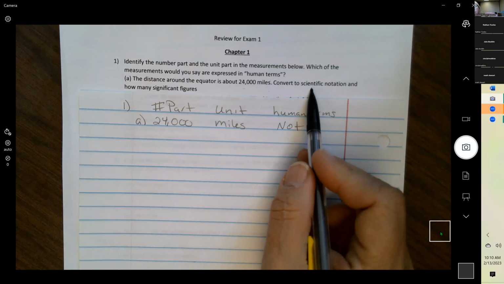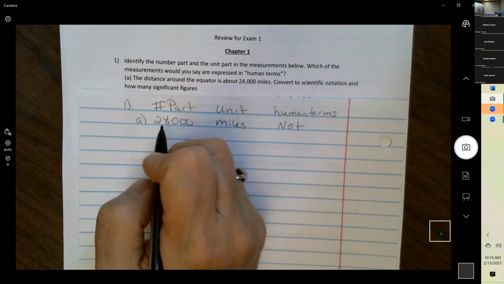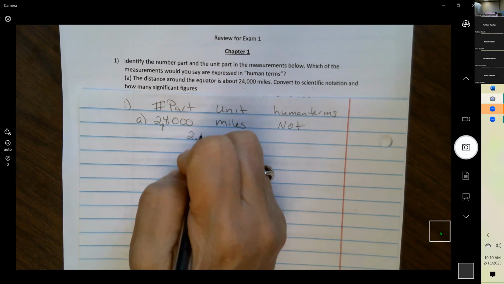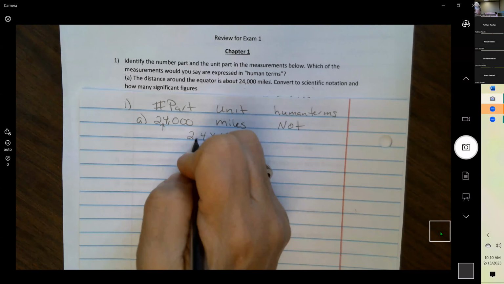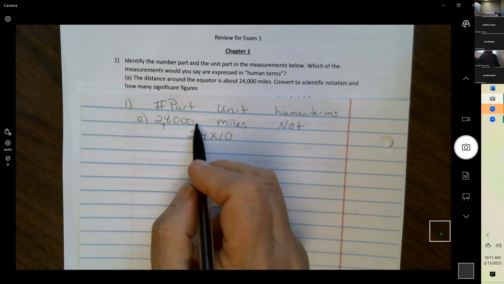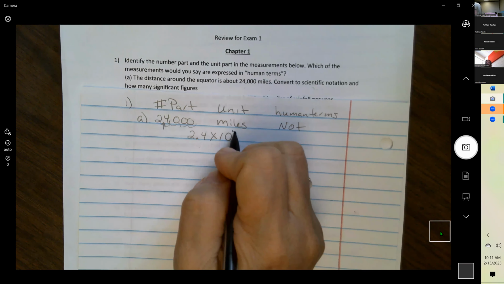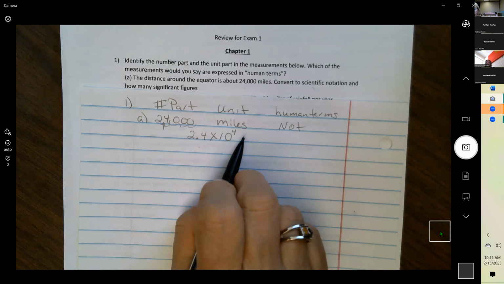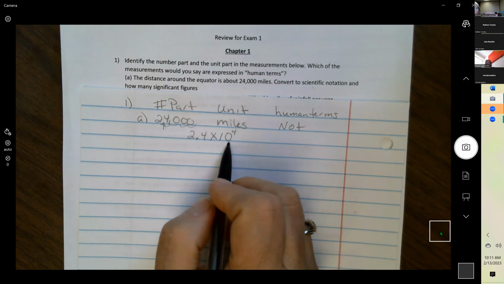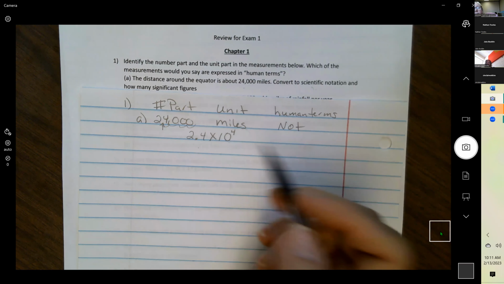Scientific notation. Remember, you have to pick a number between 1 and 10, which would be here, 2.4. And then decimals here, we need to move 1, 2, 3, 4. So it's a 4, and it's a positive 4 because 2.4 needs to get bigger when I multiply. So this would be your scientific notation.